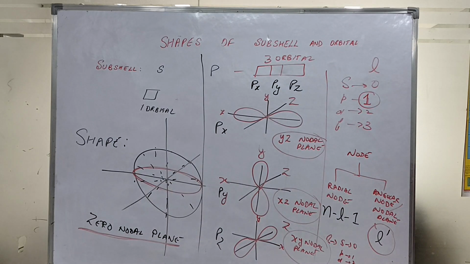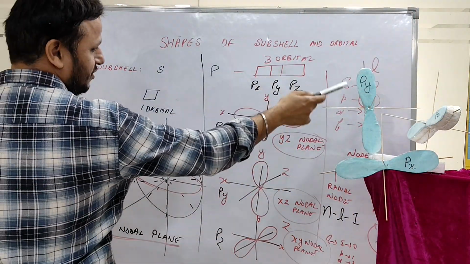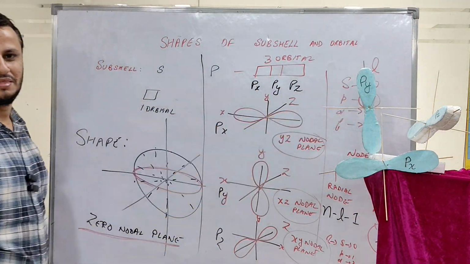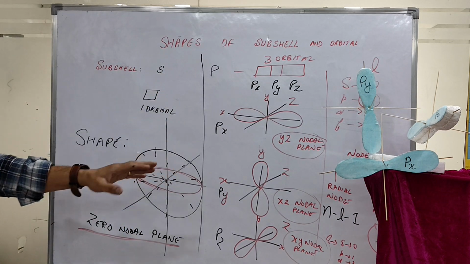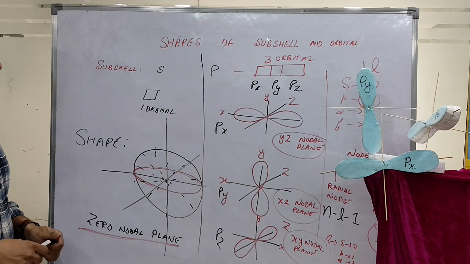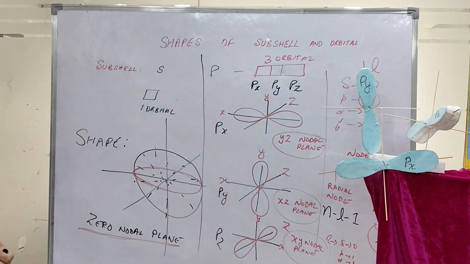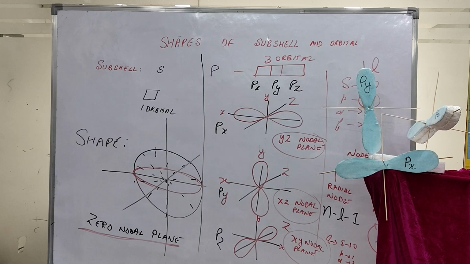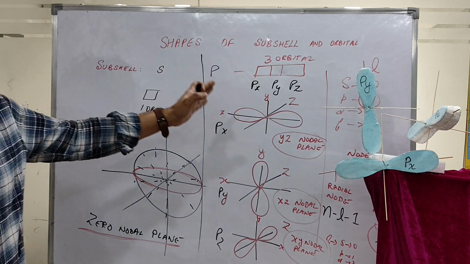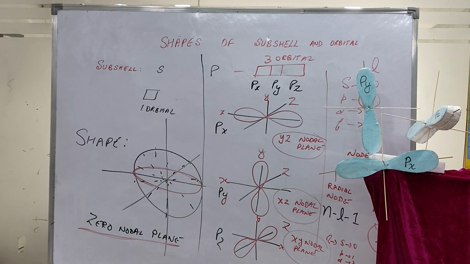So make the notes, take the screenshot, understand it properly. So this is all about Px, Py, Pz. If we combine these three, they form the complete P subshell. So this is S, P, and now we are going on to the D subshell.